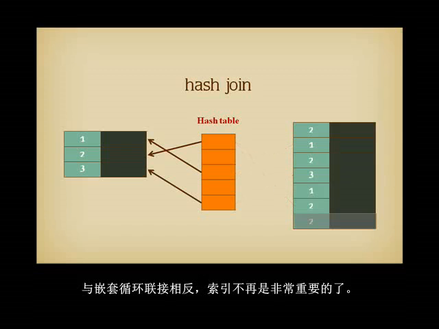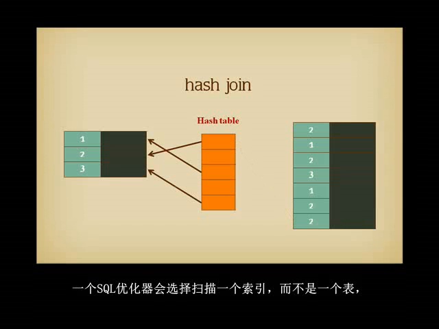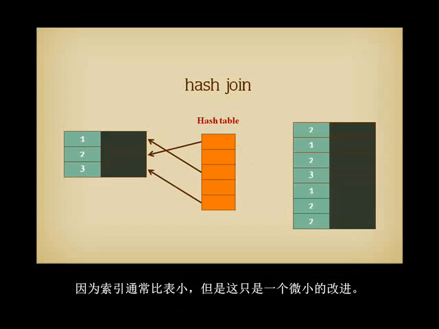Contrary to the nested loop join, indexes are no longer so important. An SQL optimizer may choose to scan an index rather than a table because indexes are usually smaller than tables, but this is a marginal improvement.